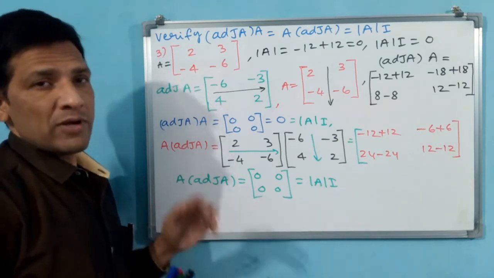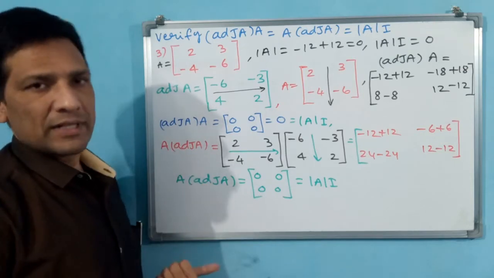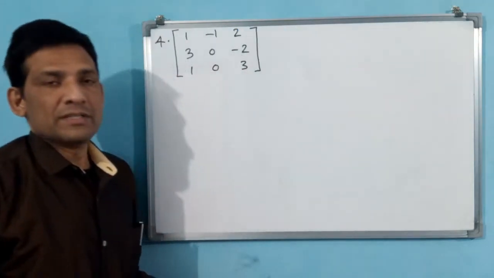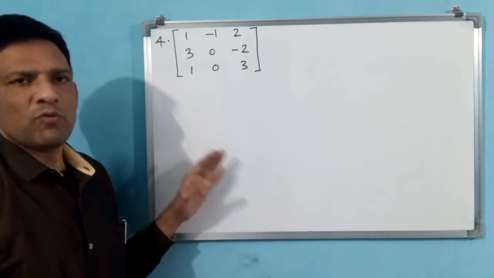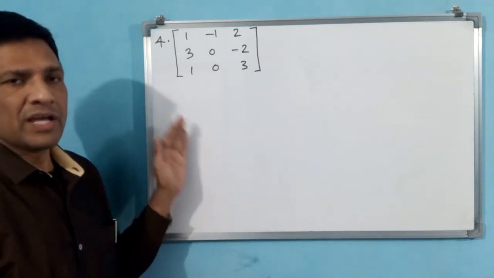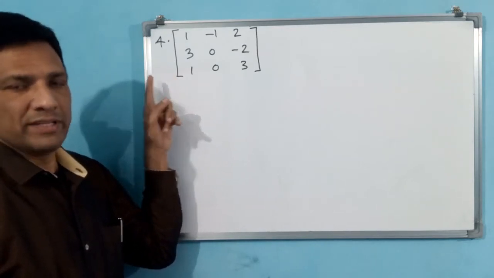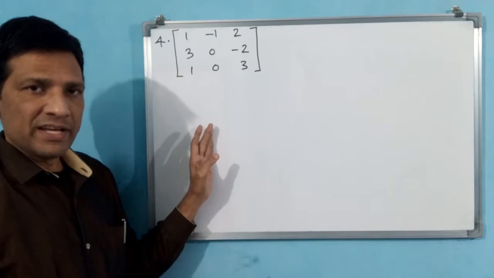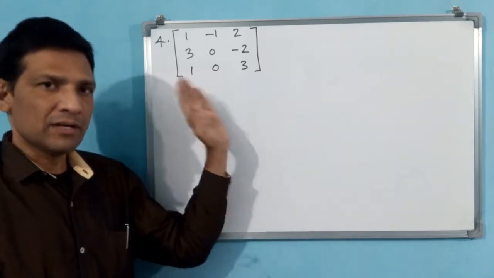Now this is only a 2 by 2 matrix. Third question. In the fourth question, a 3 by 3 matrix has been given. Let us do that also. Okay. This is the fourth question. What we have to do? In this question also we have to show or verify A into adjoint A. Let us take this as A. If you take this, A into adjoint A is equal to adjoint A into A is equal to determinant A into I. That we have to prove.